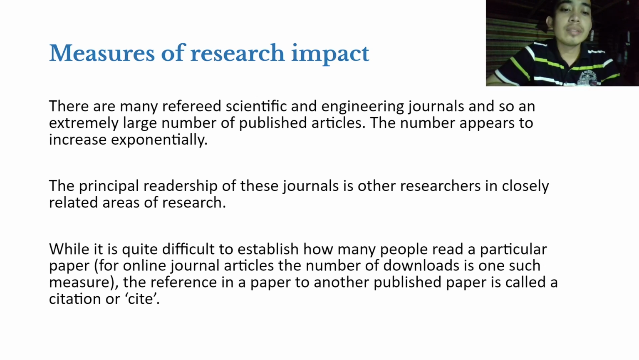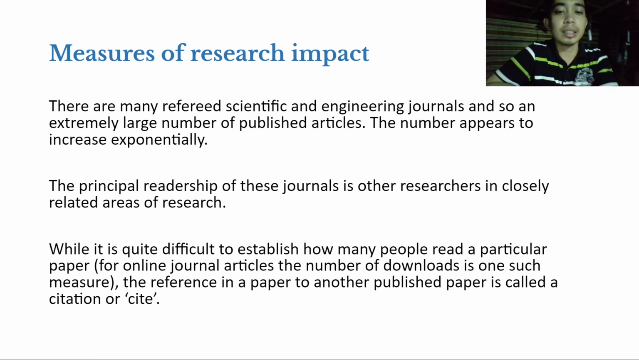While it is quite difficult to establish how many people read a particular paper, for online journal articles, the number of downloads is one such measure. The reference in a paper to another published paper is called a citation or cite. Although it can be challenging to estimate the number of people who read a certain article, the number is usually available on online journals. Referencing another piece of writing that has already been published is known as a citation, or simply citing, in writing.